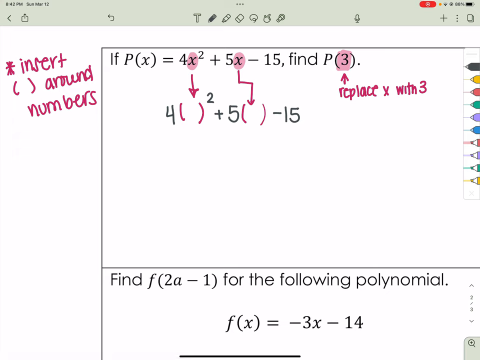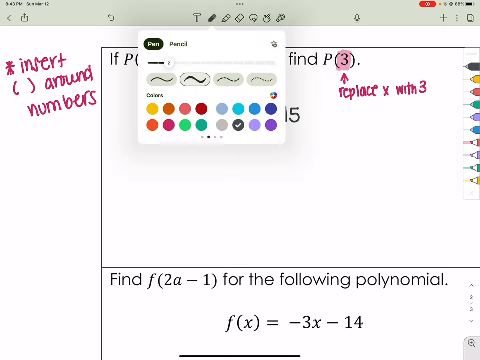If p of x equals 4x squared plus 5x minus 15, find p of 3. Now, I made a note over here that we have written down several times throughout the videos, but anytime you insert a number into a function, put the number in parentheses. That's going to save you a lot of careless errors along the way. And so, going back to our example, this says find p of 3, which means where I have an x, I'm going to replace with a 3.